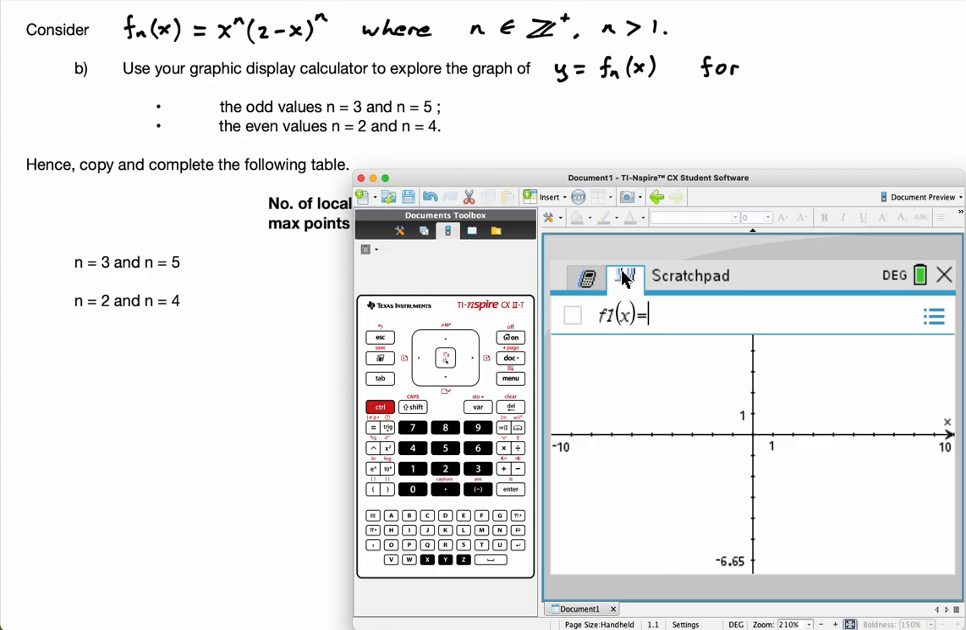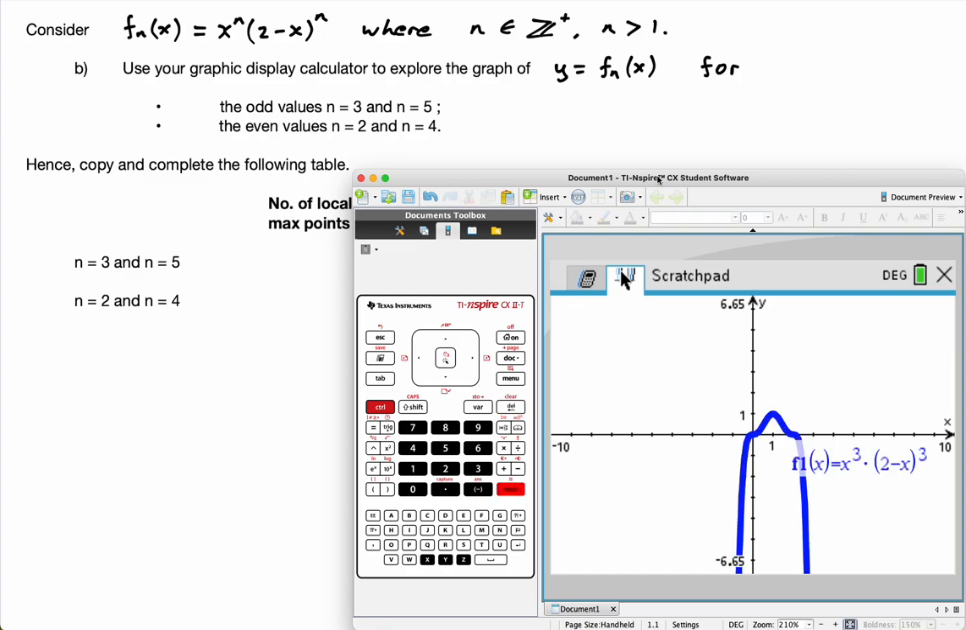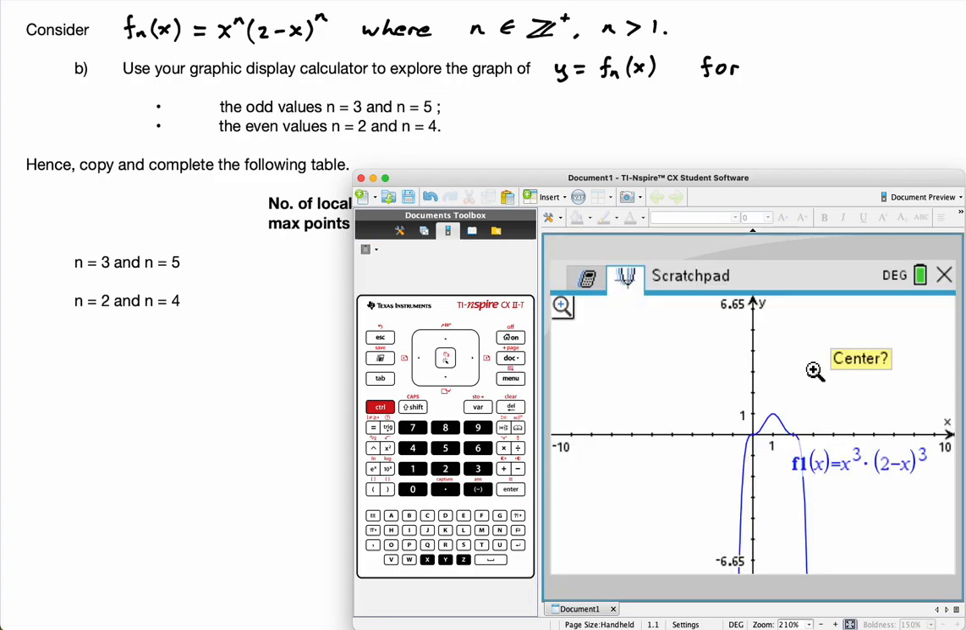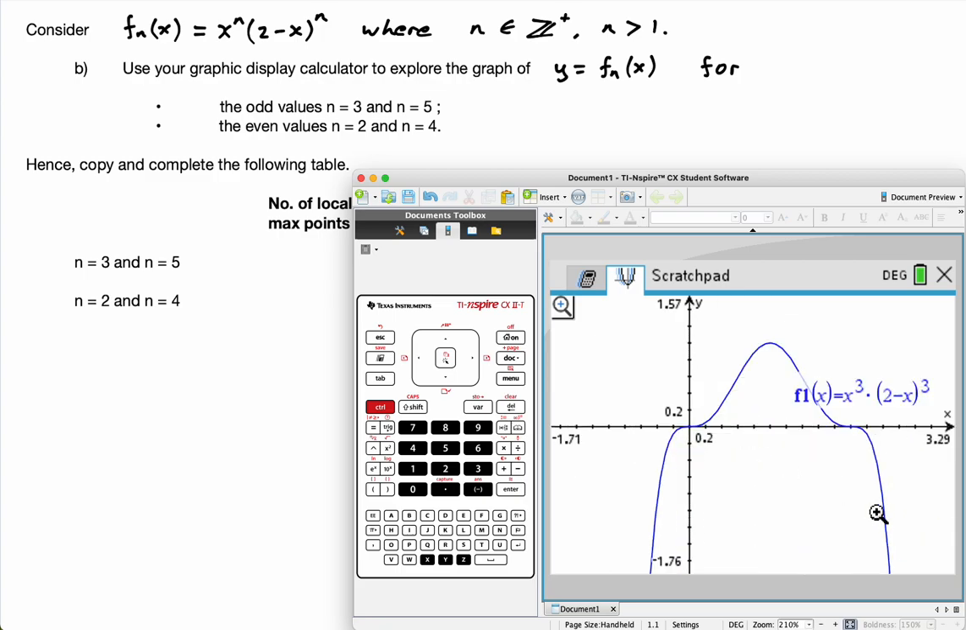This is definitely accessible for everyone because you just need to sketch it. So we're going to sketch x to the power of 3. So let's do this one first. We'll do the 3 and the 5. So x to the power of 3 times brackets 2 minus x to the power of 3 again, because n is 3, not 4, 3. And we get this. And maybe let's zoom in a little bit.